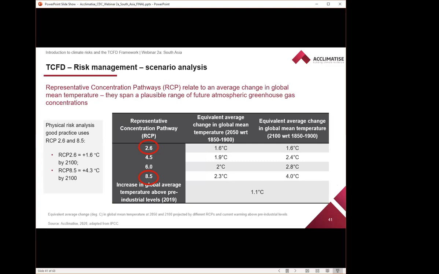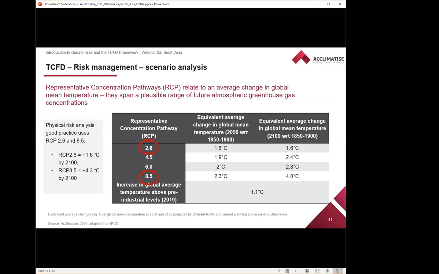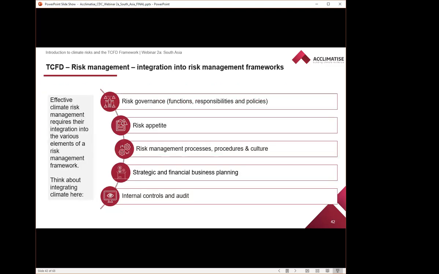And RCPs, you'll need to select ones that relate to the temperature increases I talked about. So RCP 2.6 and 8.5 are what we typically recommend as they relate to about 2 degrees and 4 degrees, which is a high and a low scenario. So with that, sorry, there's one more slide before the exercise, and the last bit of that you need to consider under the risk management pillar is the integration of what you're doing into existing climate risk assessments into existing risk management framework. So bear that in mind as well. And you'll need to integrate these things shown here on the slide.